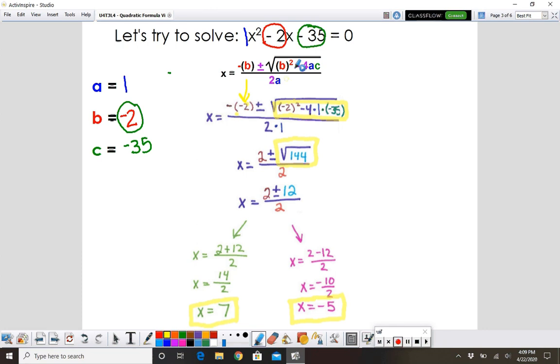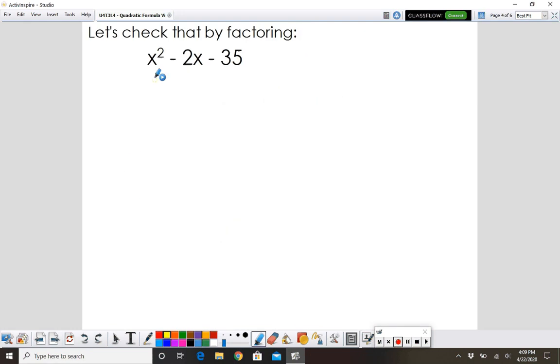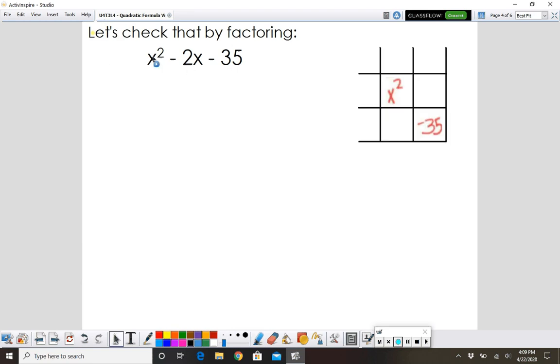Now, we've done problems like this before using factoring. And so I want to show you what this would look like if we factored it. Okay, when we factor, we start with our box method. So we're going to start by putting our first term in the top left box and our last term in our bottom right box. And we're going to multiply these 2 numbers together and see that we're looking for factors of negative 35 that add up to this middle term of negative 2. So factors of negative 35 are going to be negative 7 times 5.